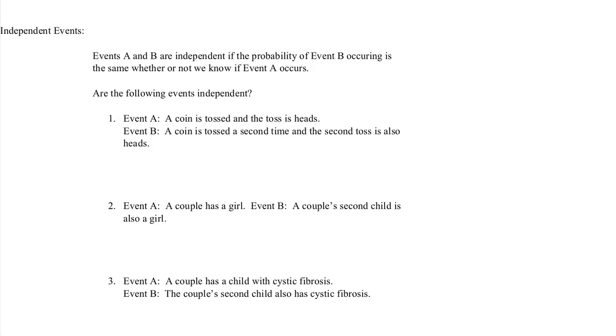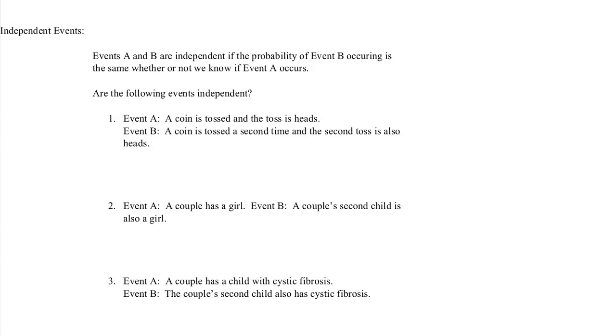So we want to decide if the following events are independent. Event A, a coin is tossed and the toss is heads. Event B, the coin is tossed again and the second toss is also heads. Does knowing that you got heads the first time change your probability of whether you get heads the second time? And the answer is no.